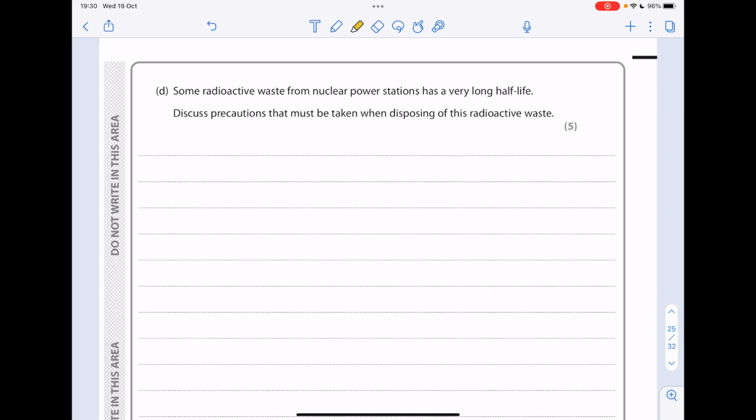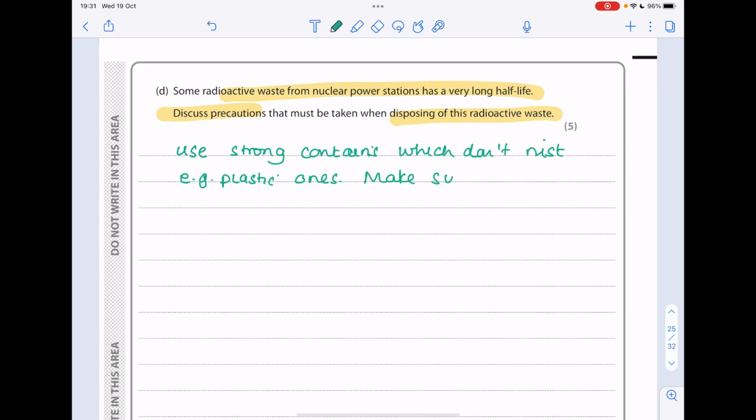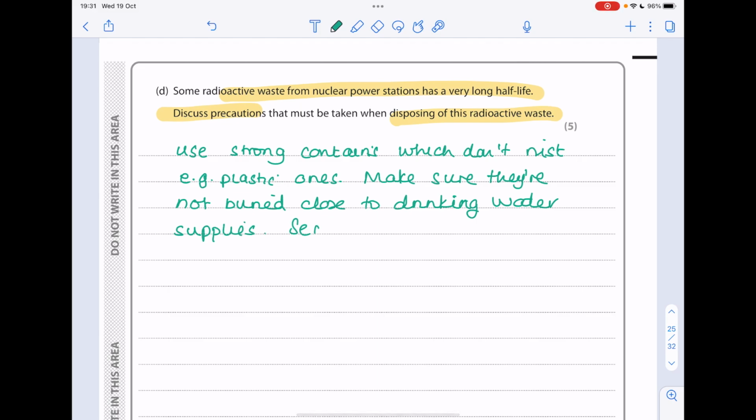Some radioactive waste from nuclear power stations has a very long half-life. Discuss precautions that must be taken when disposing of this radioactive waste. So how are we going to dispose of it safely? You need to use strong containers which don't rust, such as plastic ones. Make sure they're not buried close to drinking water supplies, as they could pollute. Secure the waste site. You do not want anyone breaking in and having access to that.